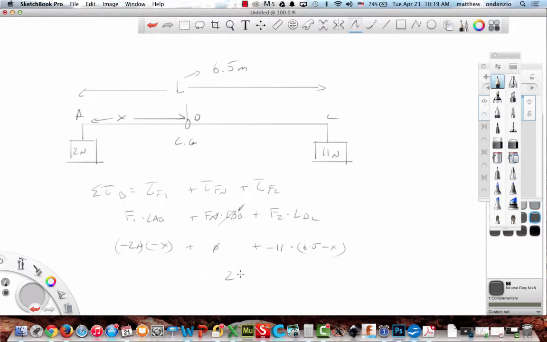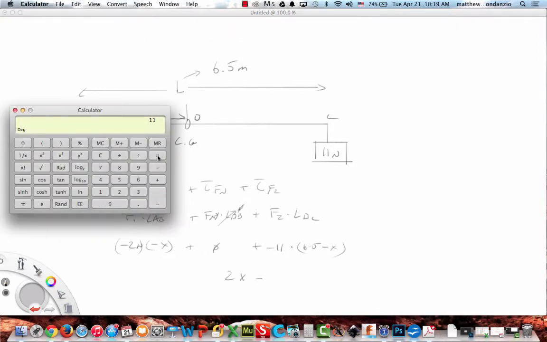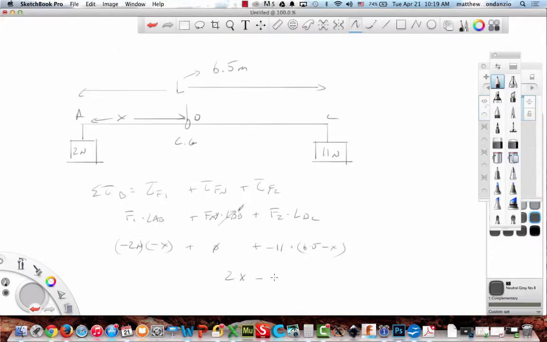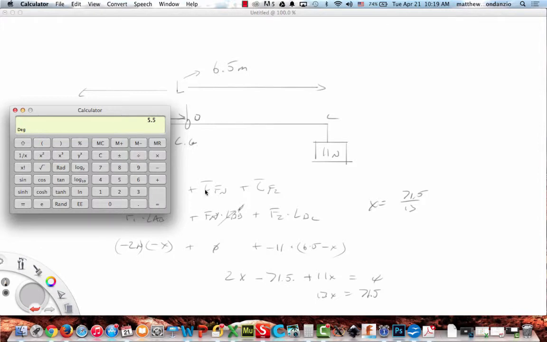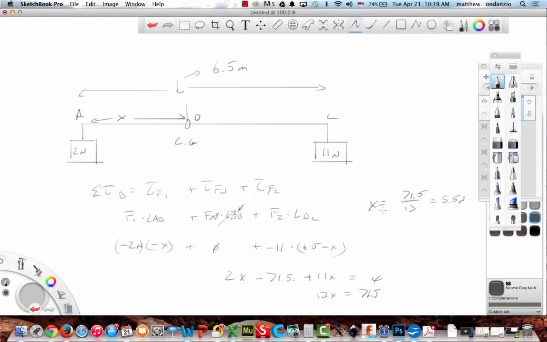Okay? So that's 2x, minus 11 times 6.5, which is 71.5, minus times minus, so it's plus 11x, right? So that's going to equal 0. So 11 plus 2 is 13x equals 71.5. So x equals 71.5 divided by 13, which gives you 5.5. Okay, cool? And that's going to be from A.